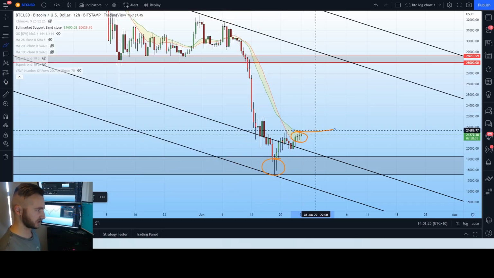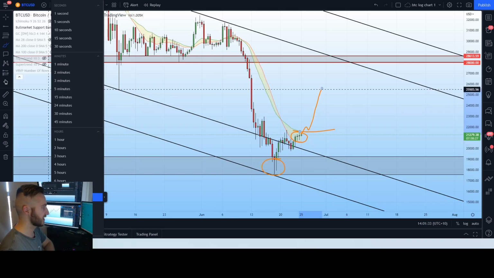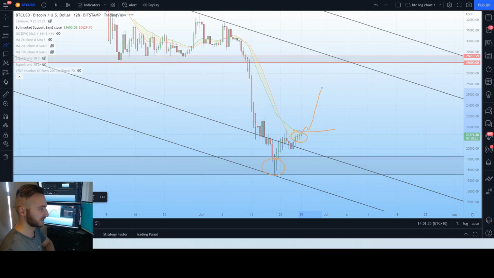So we're already back to this video over here. Of course, if we break above that bull market support band, we can see some kind of impulse upwards. And of course, if we go ahead and just draw that yellow line there and go back to that daily, we can kind of see where we expect.